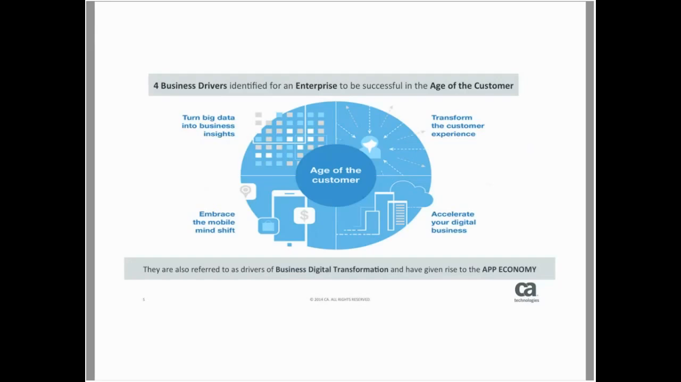So in order to be successful in this age of the customer, what does an enterprise have to do? There are four key business drivers. One is to transform the customer experience. It's no longer a customer walking to the retail store or dealing with you over the internet and saying, okay, I need to purchase this product. It's not just that.